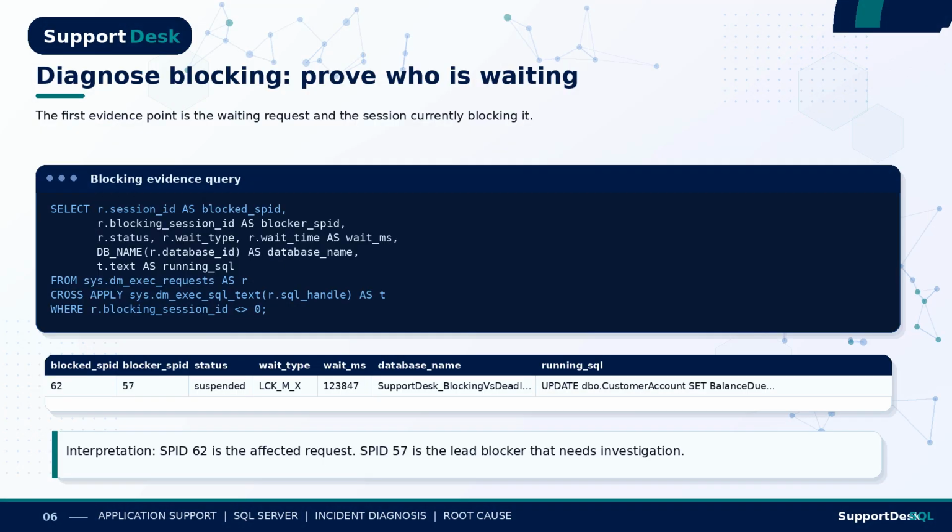The first blocking query uses sys.dm_exec_requests and sys.dm_exec_sql_text. The result shows SPID 62 is suspended, waiting on LCK_M_X, and is blocked by SPID 57. That gives us the evidence chain: affected session, blocking session, wait type, wait time, database, and running statement. At this point the lead blocker is SPID 57, not SPID 62.